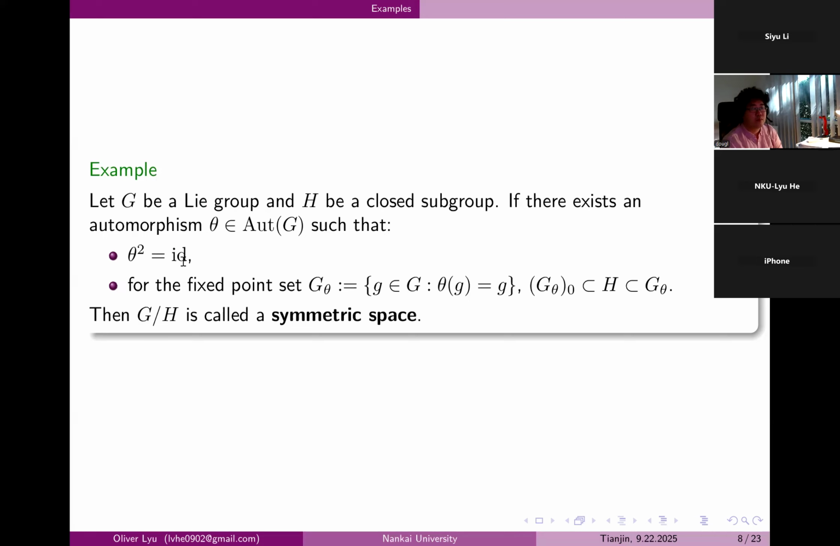The first property we might just call the involutive, and the second is that for the fixed point set, it might not be, it is a subgroup, but we do not choose the whole. We just choose the identity component, which is a subset of H and a subset of G theta. We just use this H. Then G mod H is called a symmetric space.